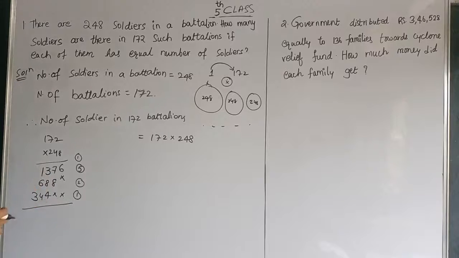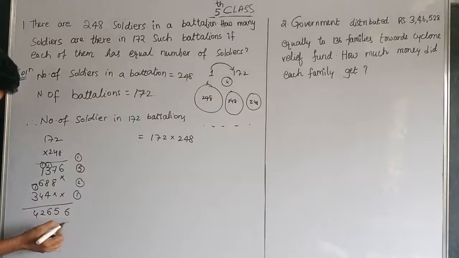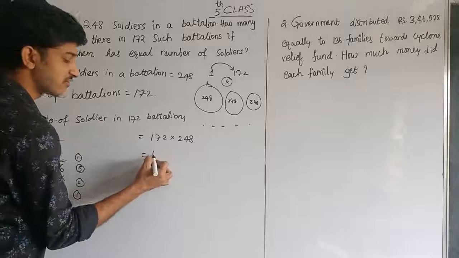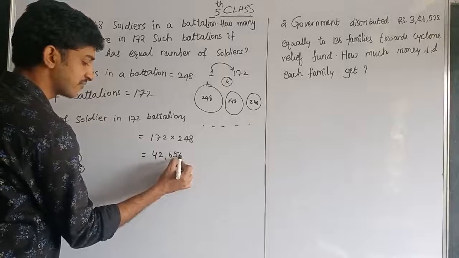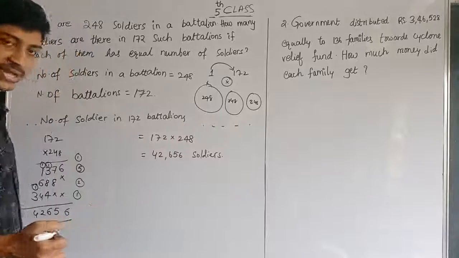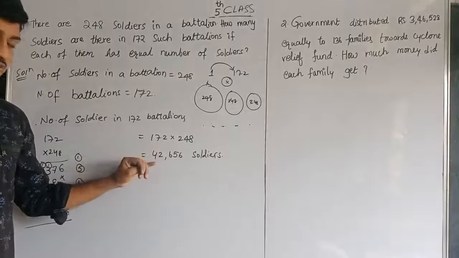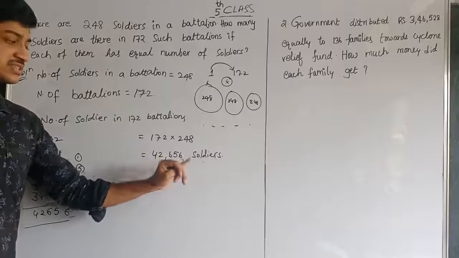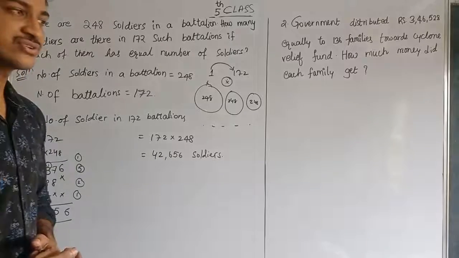Now I am adding these three numbers. So 6 here, 7 plus 8, 15, 1 carry, 1 plus 3, 4, 8 plus 4, 12, 12 plus 4, 16, again 1 carry, 1 plus 1, 2, 2 plus 6, 8, 8 plus 4, 12. So 1 carry here, 1 plus 3, 4. So how many soldiers do we have? 42,656 soldiers. Okay, so total number of soldiers in 172 battalions is equal to 42,656 soldiers.